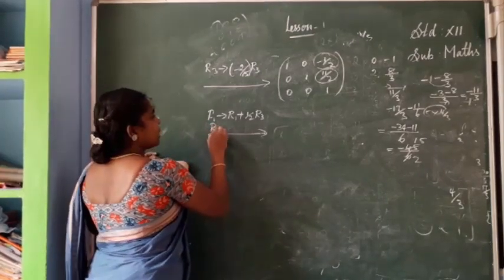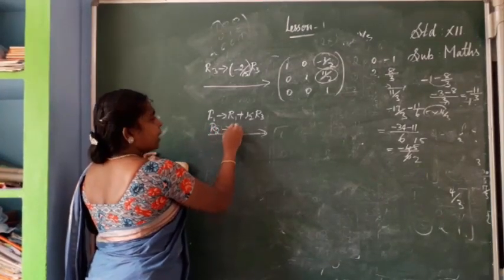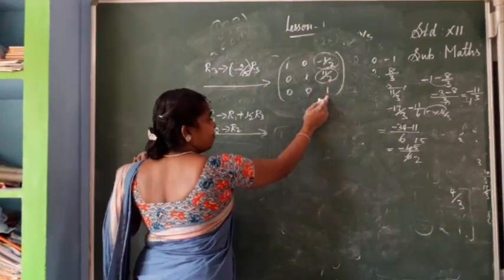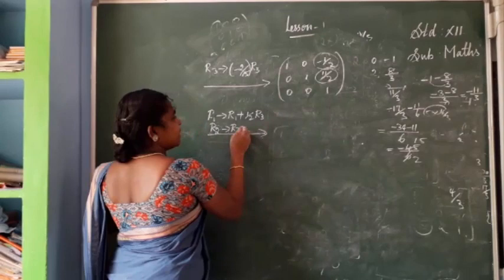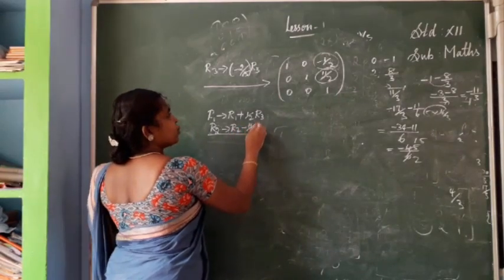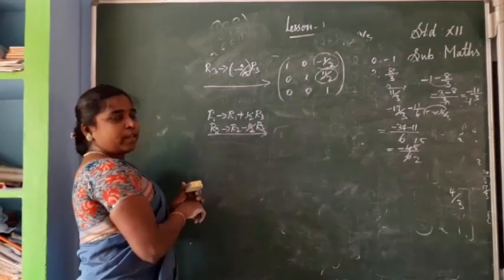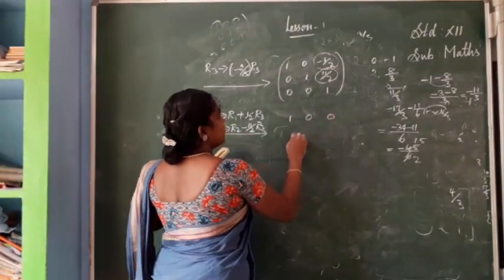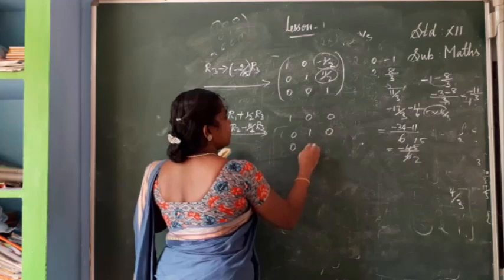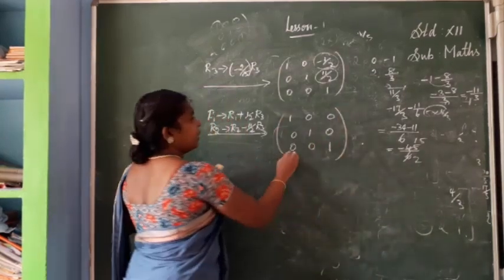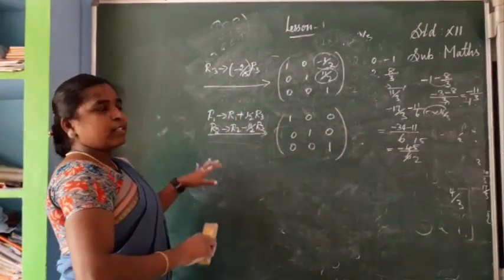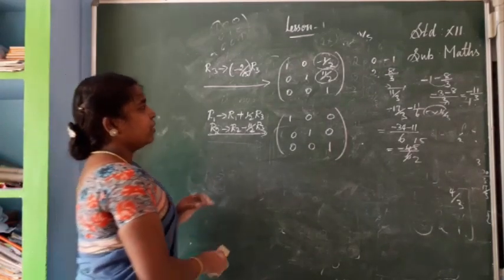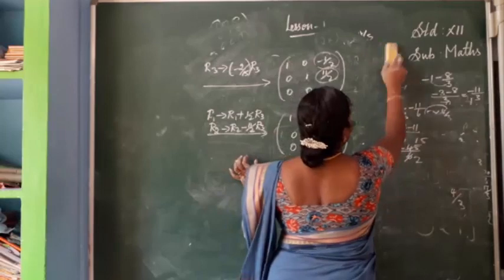Let's see R2 gives R2. Actually in R2, in this place 11 by 2. Here 1 minus 11 by 2 means we get 0. So minus 11 by 2 into R3. 1 into 11 by 2 is 11 by 2. Now you write the answer: 1 0 0, 0 1 0, 0 0 1. So we got the unit matrix. That's the answer. The steps are somewhat lengthy but it is an easy problem. Important problem.